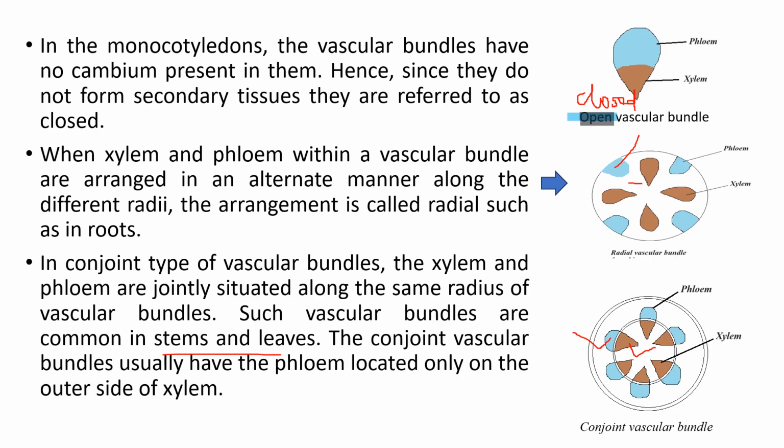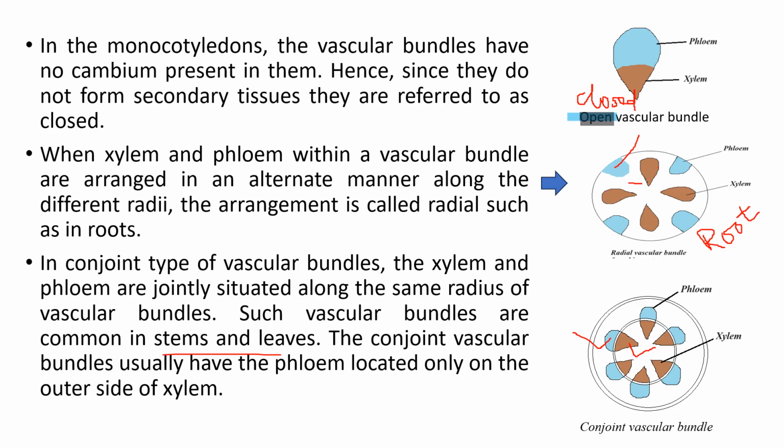Then in case of root, radial vascular bundle is seen. It is the case of root where vascular bundles are radial. Root starts with R and radial vascular bundle starts with R. So in root, radial, where separate xylem and phloem bundles are present.